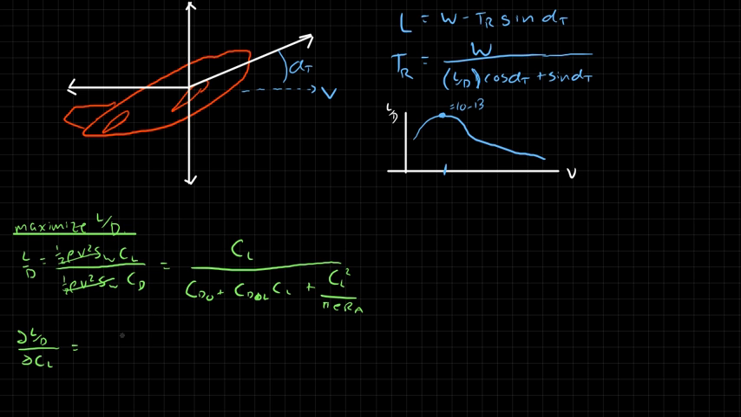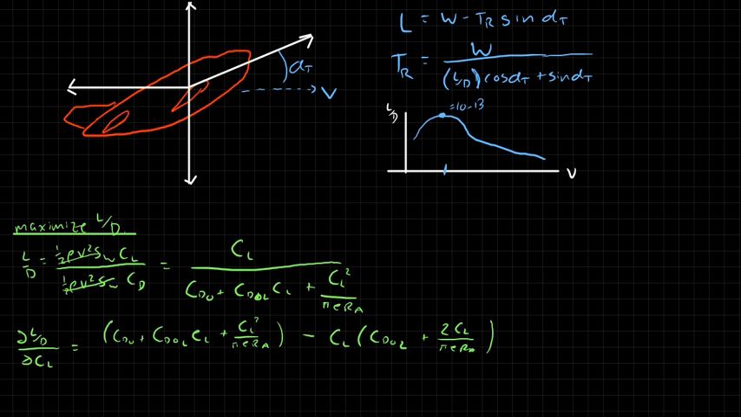Okay, so it's going to look like this. After some simplification, we end up with CD naught plus CD naught L CL plus CL squared over pi ERA. Okay, so we're just applying the quotient rule here. Minus CL times CD naught L plus 2CL over pi ERA.